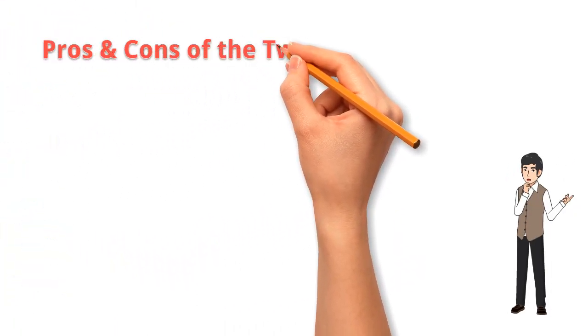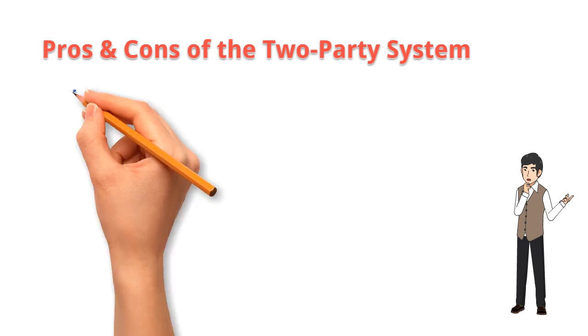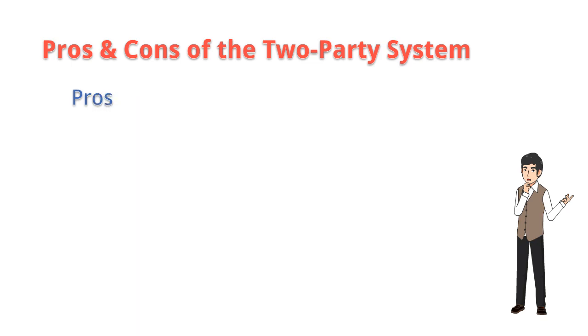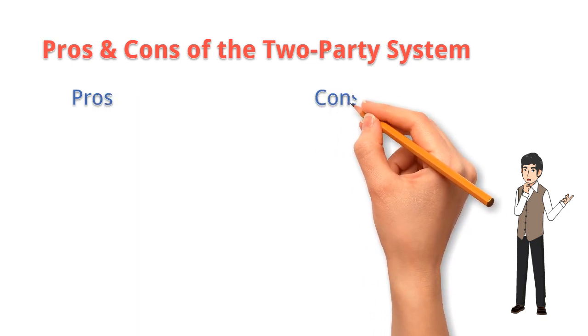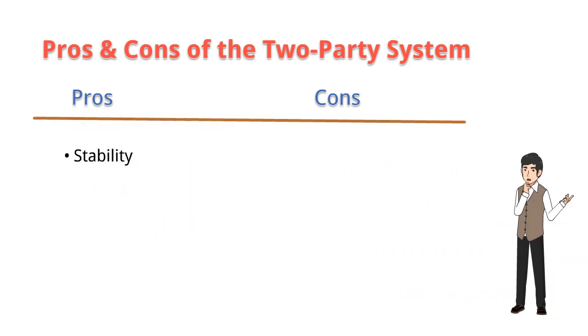A two-party system, like any political system, has its own set of advantages and disadvantages. Here are some common pros and cons associated with a two-party system. Pros of a two-party system include: 1. Stability. A two-party system often leads to more stable governance compared to systems with multiple parties. With two major parties, there is a higher likelihood of one party winning a majority of seats or forming a coalition government, providing clearer leadership and policy direction.